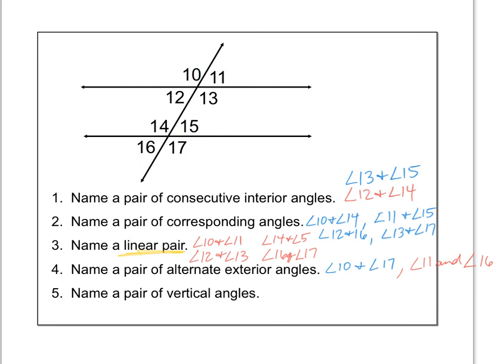So finally, a pair of vertical angles, they have to be across from each other in an X. So for instance, 11 and 12, that's an example of vertical angles. There's a whole bunch of them. You could use 10 and 13. You could use 14 and 17. You could use 15 and 16. I think that's all of them.